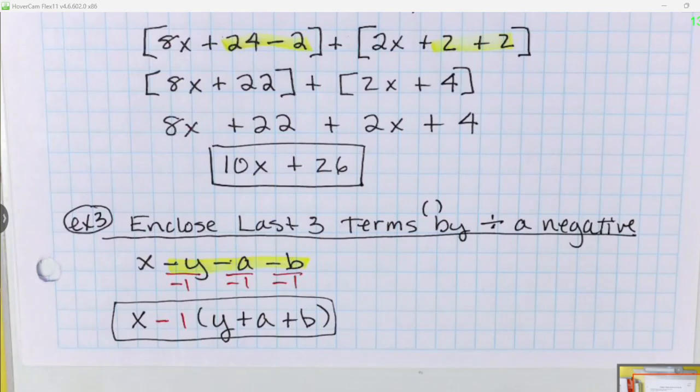So again, this is leading up to solving. All right, are there any questions?